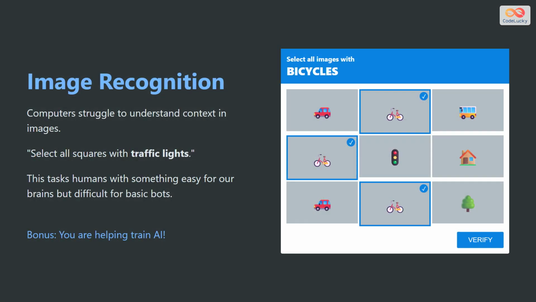As bots got smarter, the tests had to evolve. This led to the image selection tasks we see often today, like select all squares with bicycles. This relies on context. A computer might identify a wheel, but understanding the concept of a bicycle partially hidden behind a tree is much harder for AI. Interestingly, when you solve these, you are often helping to train machine learning models for things like self-driving cars.